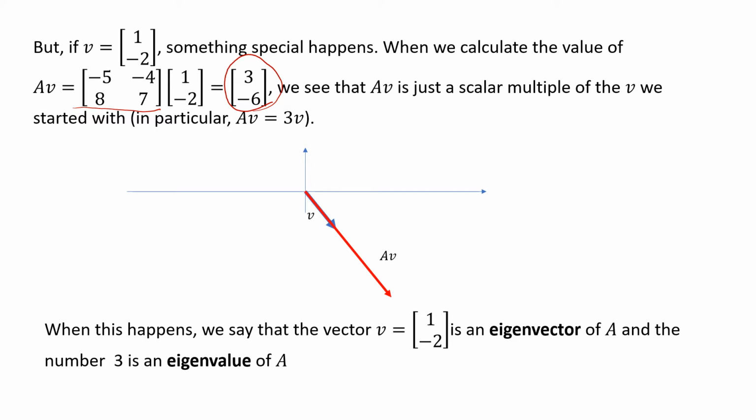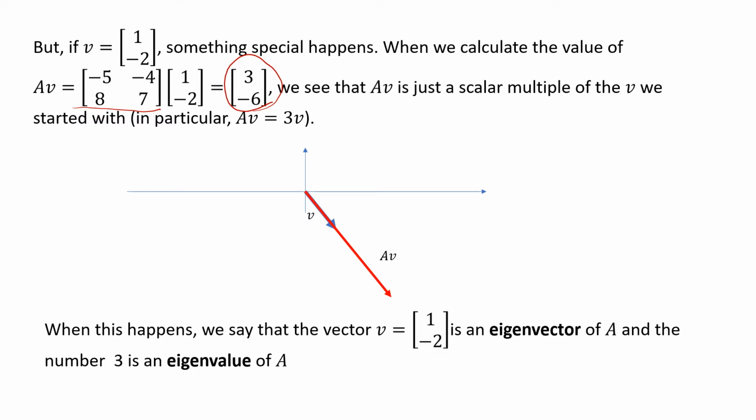So when you multiply the vector (1, -2) by that matrix, all you do is scale your vector. It could be positive, it could be negative, but you're just scaling your vector. It's still pointing in the same direction or in the negative of that direction. This is called an eigenvector. When you have a vector that when you multiply by a matrix just scales it, we call it an eigenvector.